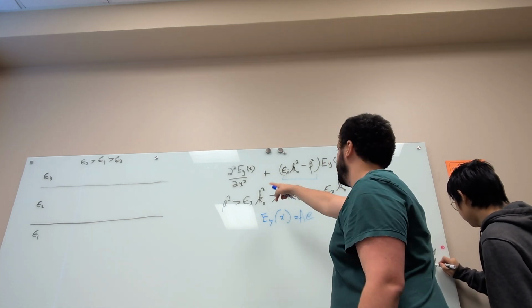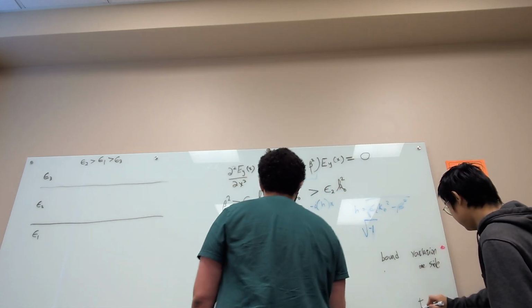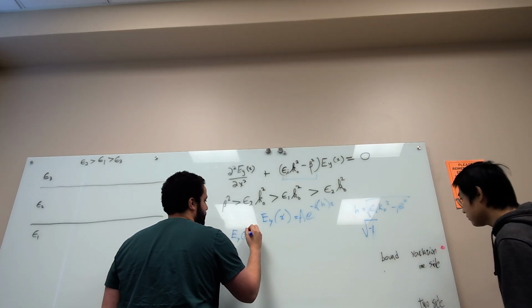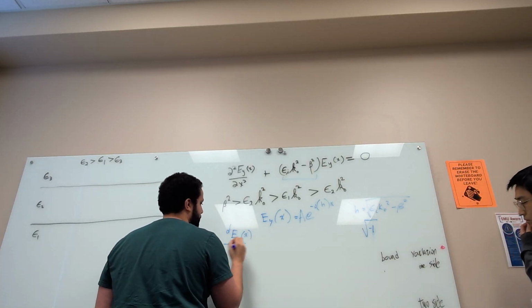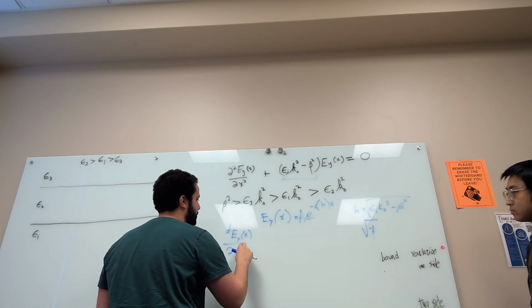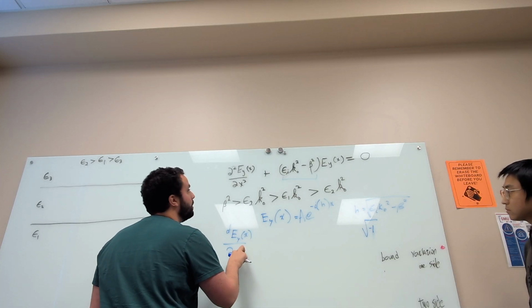Like this? Yeah, so just plug it into the d squared. Take the first derivative of that, and then take the second derivative. Alright, we've got to do the first to start.